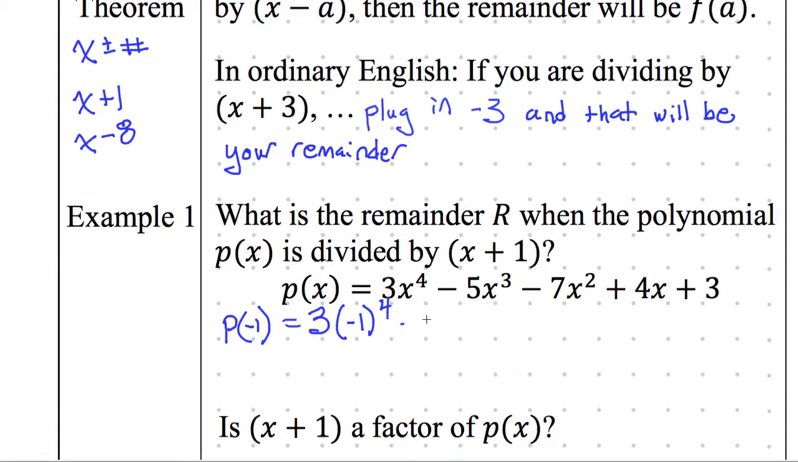Then I'm going to subtract 5 times that negative 1 to the power of 3. Then I'm going to subtract 7 times that negative 1 to the power of 2 plus 4 times that negative 1 plus 3. All I did was, in the place of x, even this x right here, I just substituted in -1. So far, so good. That was easy, Mr. Sindel. Let's see what actually happens here.